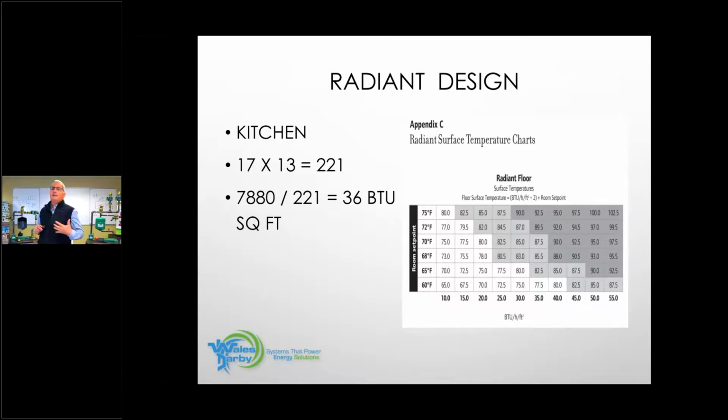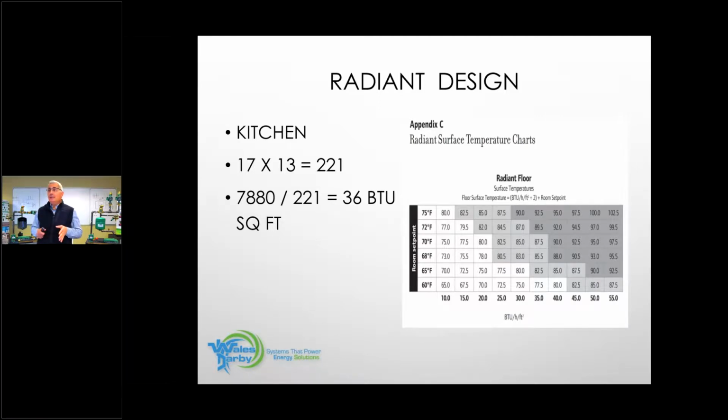So first off, I got to figure out how many BTUs I can actually put into this floor. So we take the square footage of the kitchen, which was 17 by 13. I get 221 square feet. I'm going to divide that into the BTUs of the kitchen because we did our heat loss of 7880. And I get 36 BTUs a square foot.